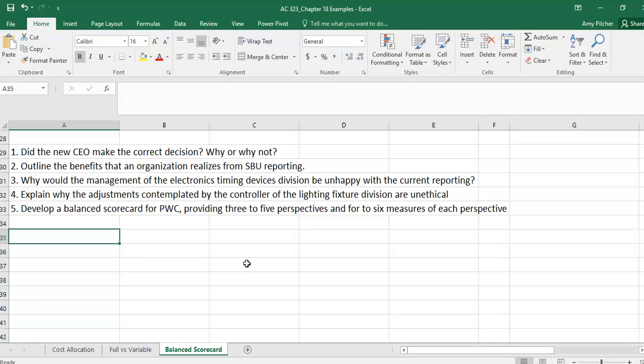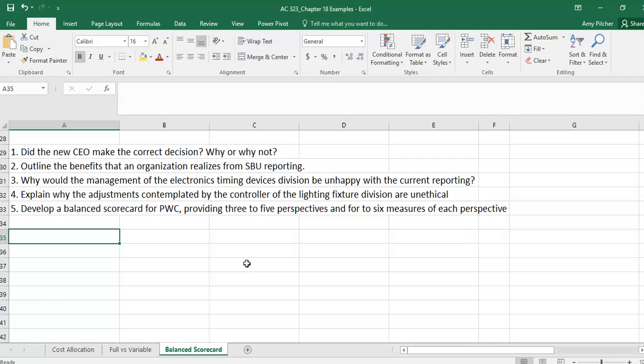Then we have, why would the management of the electronics timing division be unhappy with the current reporting? Well, this is because they are not going to get their bonus. The allocated amount projected means that they're not going to get their 10% bonus.